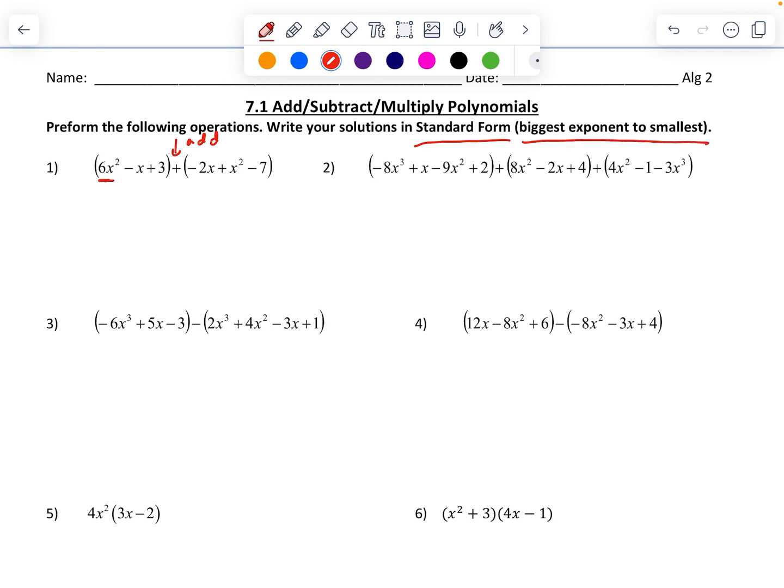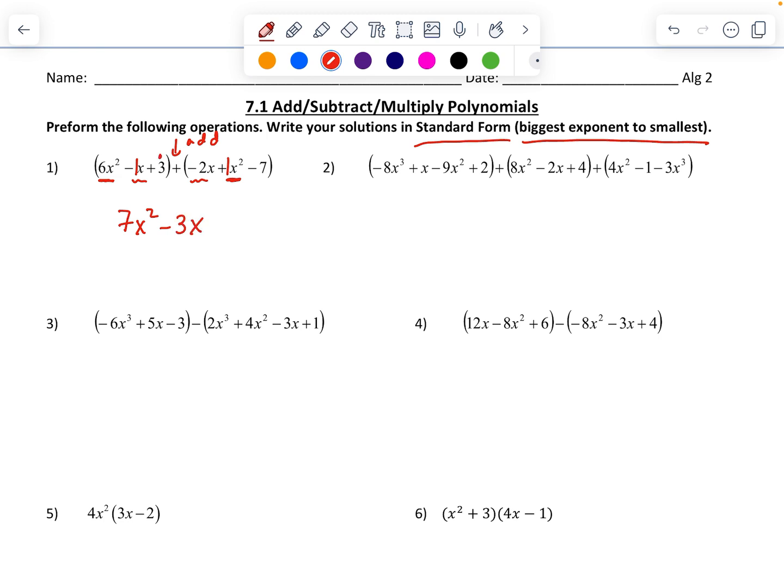I see my biggest exponent is an x squared, and over here I've got another x squared, and we're adding them. There's an invisible 1 here. So when we add them, we get 7x squared. When you add, exponents don't change, so they stay the same. The next would be x. We've got an x with an invisible 1, and negative 1 in front of that.